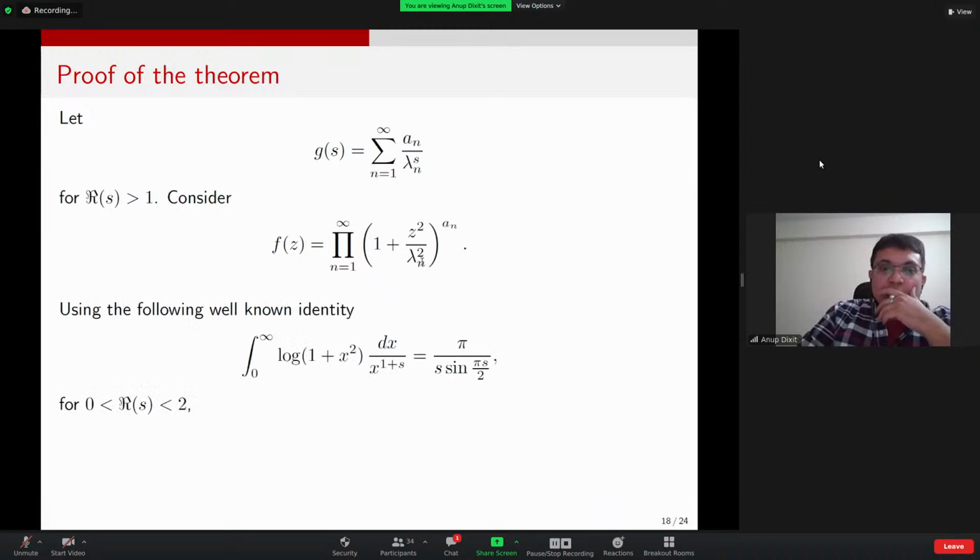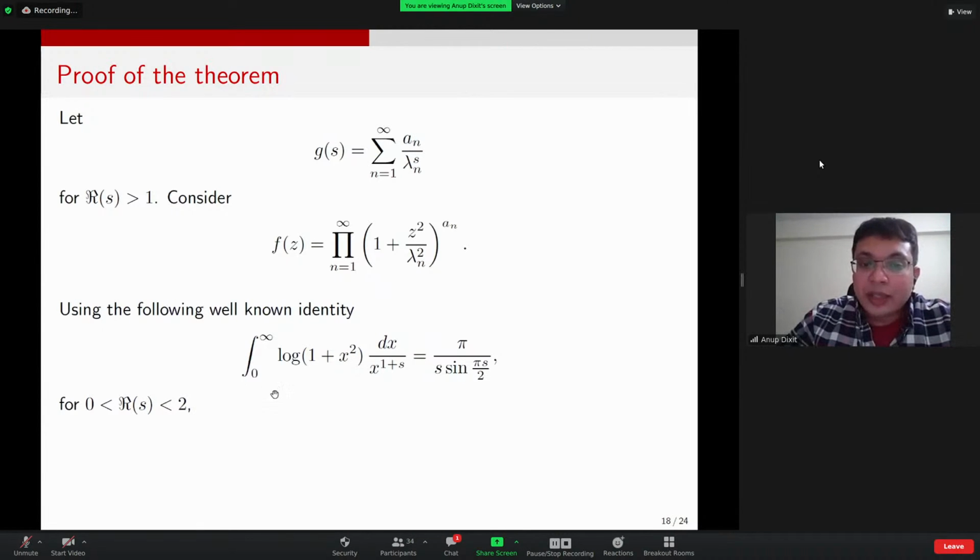Okay, so now we use the following identity. The integral from 0 to infinity of log(1 + x^2) dx over x^(1+s) is given by π over s times sin(πs/2). Now this holds when the real part of s is between 0 and 1/2.